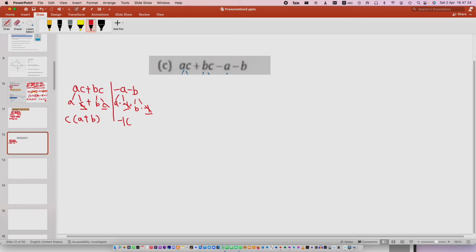So what is in between? Very good, plus. So what is left? A plus B. Okay, good. Now you can combine the two and do it already.